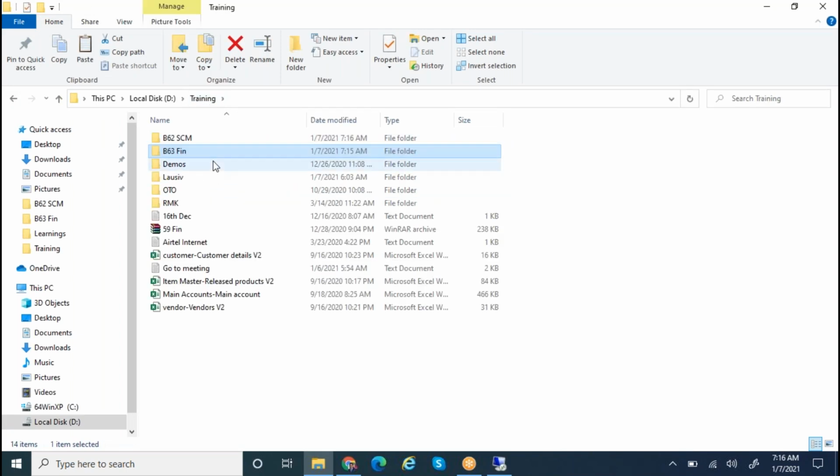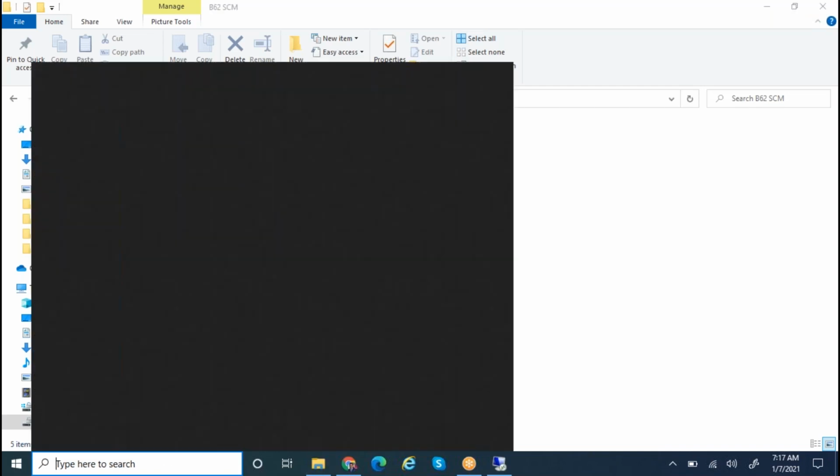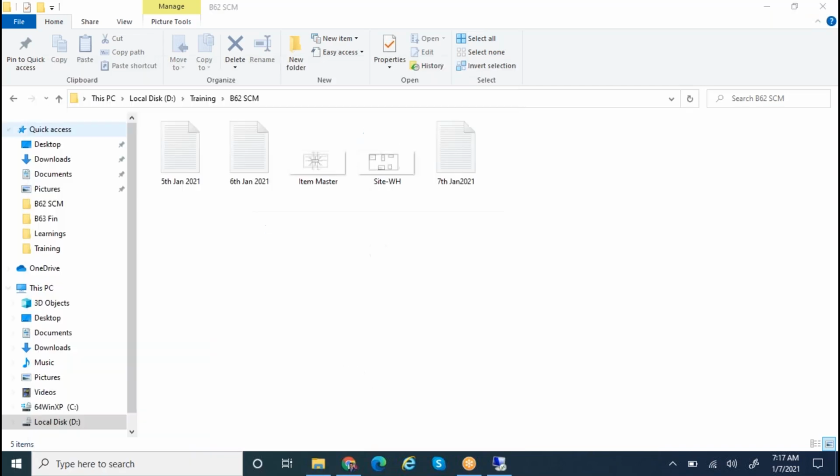Today's topic for SCM. Okay, fine. Now let us understand. So today we are discussing about chart of accounts. Yesterday we have discussed. Let us recap. Chart of accounts are classified into balance sheet and profit and loss accounts.